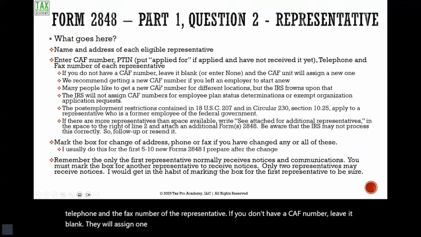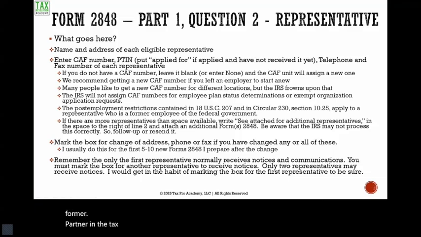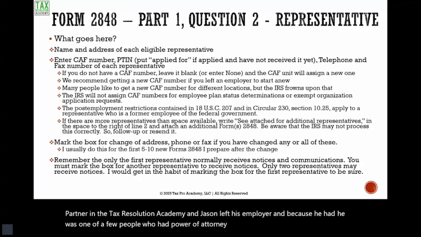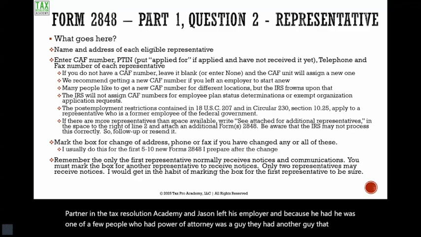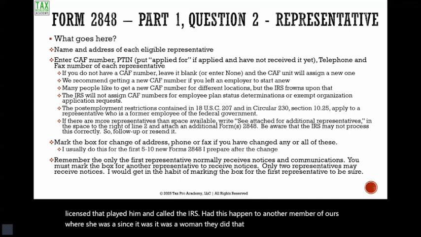Then we recommend getting a new CAF number if you've left an employer to start anew. It's happened. I know Jason Bowman, my former partner in the Tax Resolution Academy, had this happen. Jason left his employer, and because he was one of a few people who had power of attorney, they had another guy that wasn't licensed play him and call the IRS. We had this happen to another member of ours, a woman, and they had somebody play her.